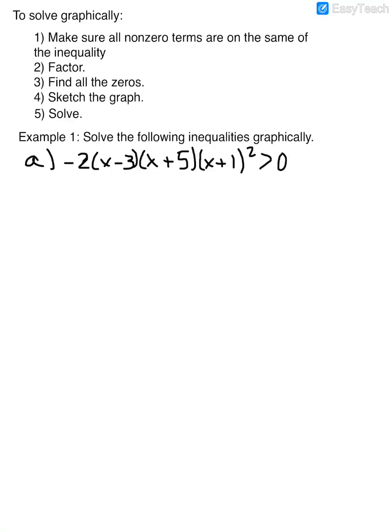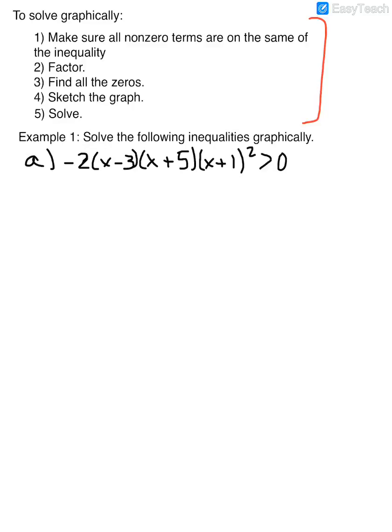First, we will solve graphically. Here I have a step-by-step process of what we're going to do, just so you know what to expect. Hopefully you notice most of the things we've already done when we were solving polynomial equations, so this isn't anything new. For step 1, make sure all your non-zero terms are on the same side of the inequality. We would have done that before, and for example 1a, it's already set up that way.